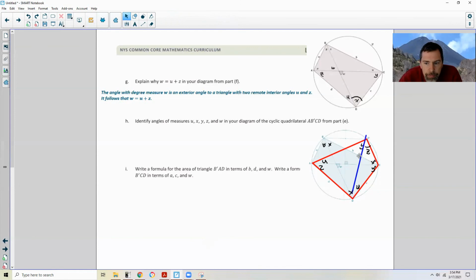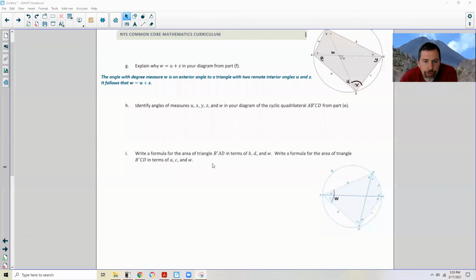Part I. Okay, part I says to write a formula for the area of triangle B prime A D. Okay, so let's highlight that.